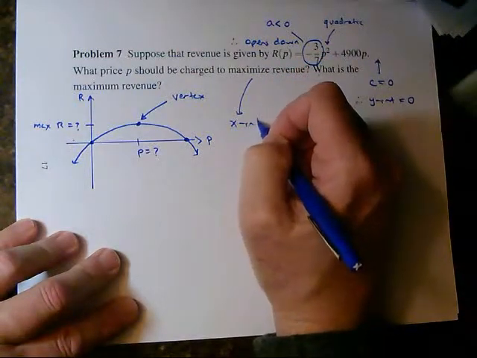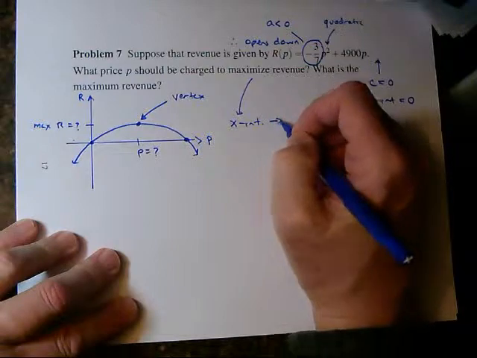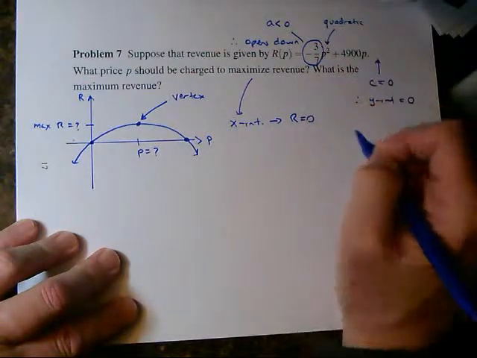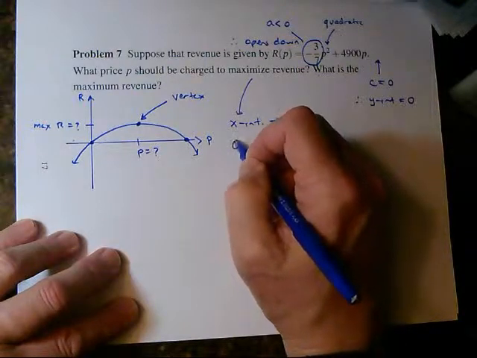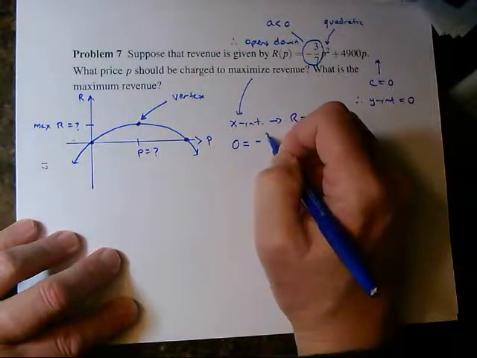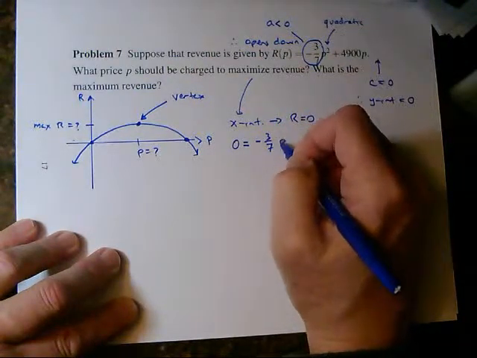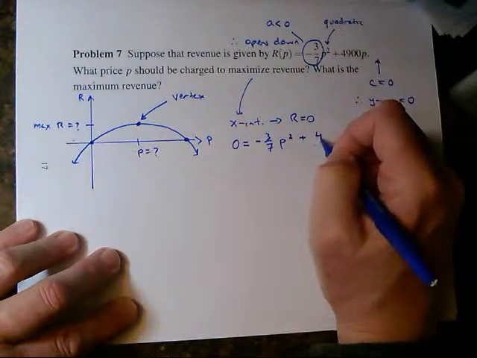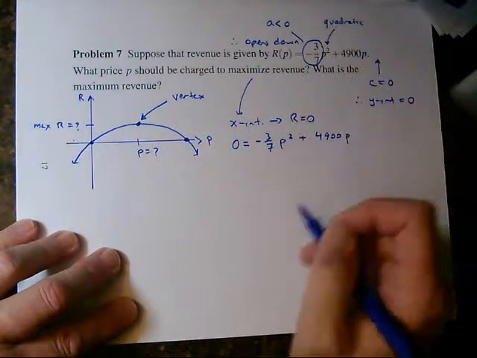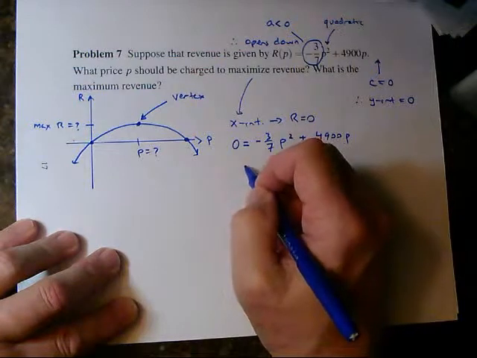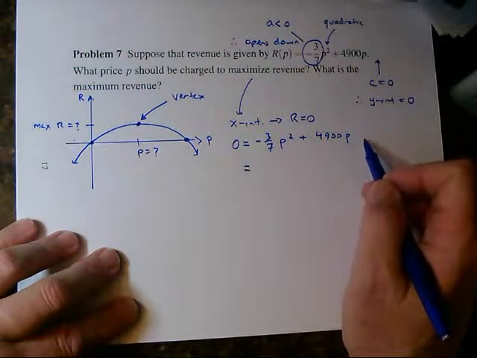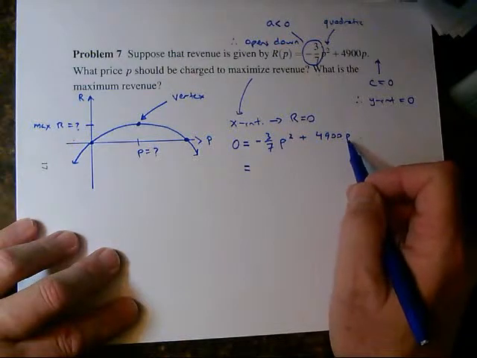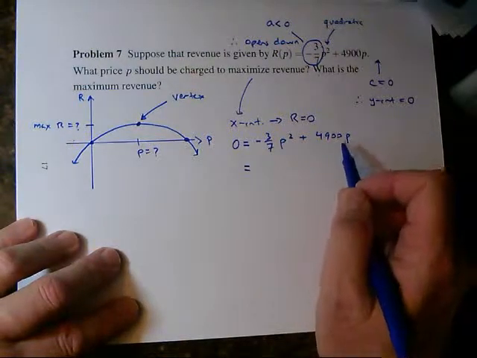If I'm looking for x-intercepts, that means that r equals 0. Remember, r is taking the place of y. So 0 equals negative 3/7 p squared plus 4900p. Without a constant term, I don't even have to bother with the quadratic equation. I can simply solve this with a very easy factoring.